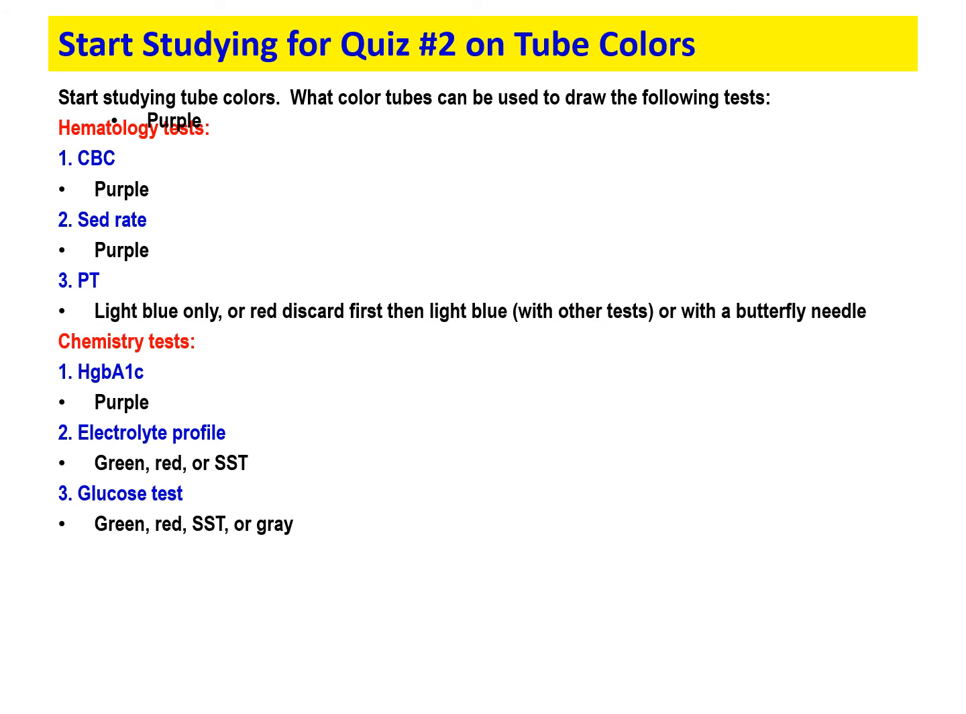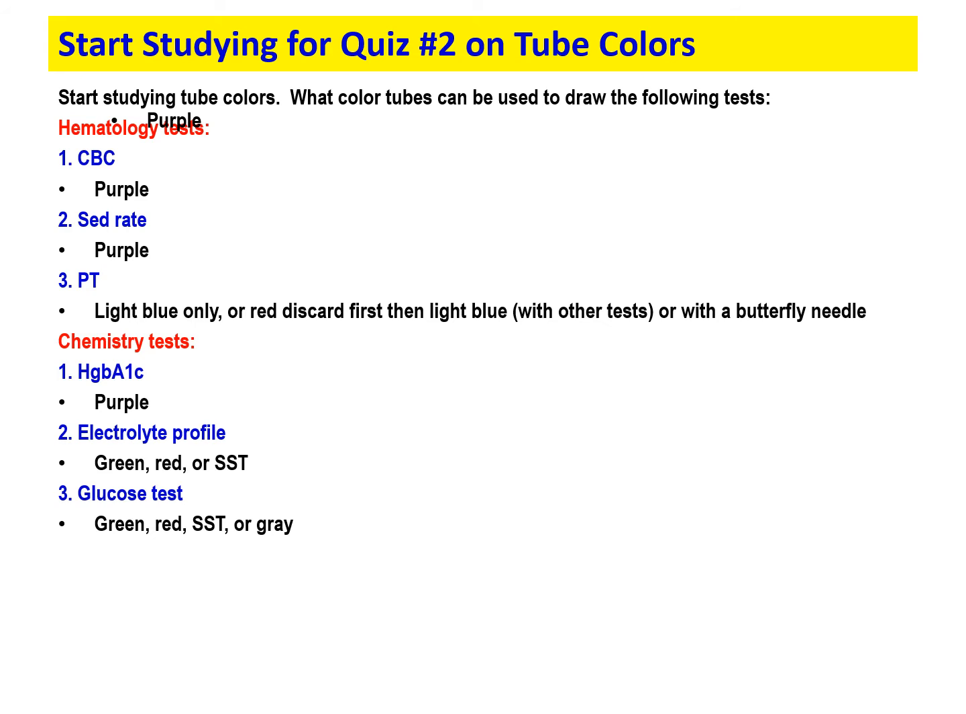Now remember, if we are drawing an electrolyte profile and our doctor has ordered this stat, which one of these tubes do you think would be the best choice if you were worried about turnaround time? Okay, the answer would be green. Why? Because the green top tube has an additive in it. That additive is an anticoagulant. It's heparin, either ammonia heparin, sodium heparin, or lithium heparin. So we do not have to wait on that tube of blood to clot before we can spin it down and run our electrolyte profile.